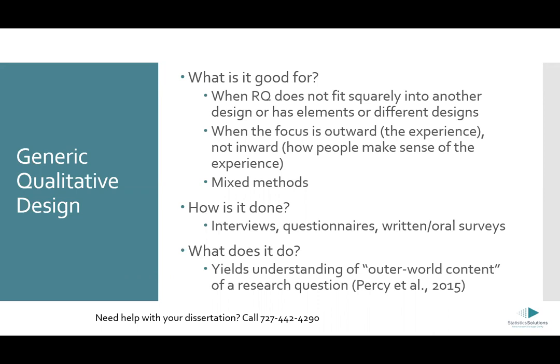I always recommend this article here, Percy et al. 2015, for students who are grappling with justifying the use of a generic qualitative study. Sometimes you may run into reviewers who think that this is not specific enough, or not as specialized, and so they may question the rigor of this study. But this Percy et al. article does a really good job of providing an explanation for why the generic qualitative study has its own right and is useful for specific cases.